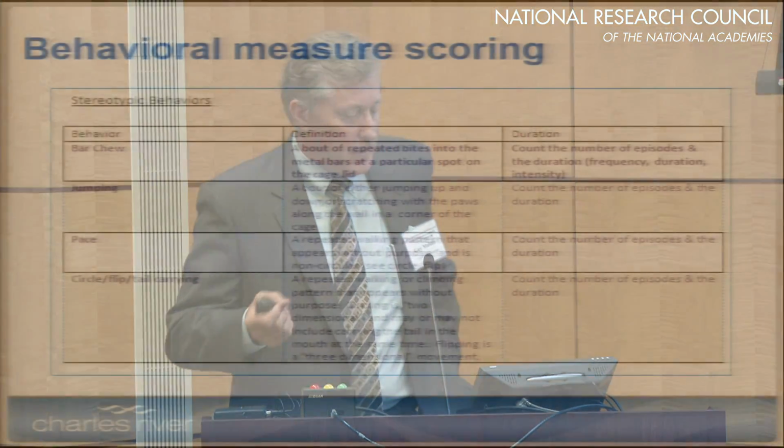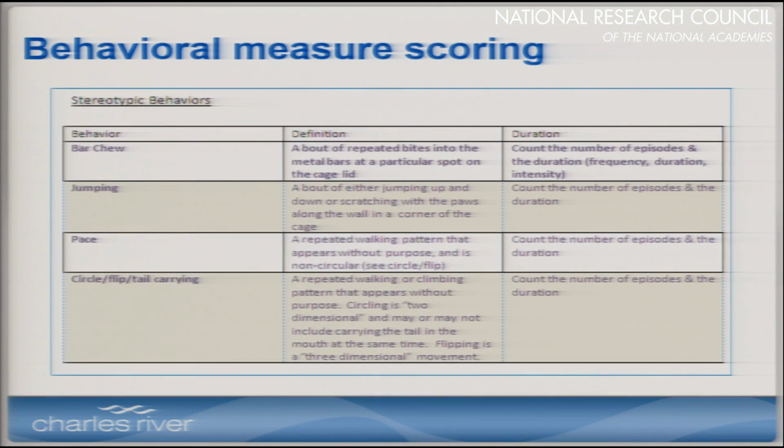Stereotypic behaviors at the time of cage change or throughout the week as they were working with the animals, working with the cages, they were trained to evaluate these four parameters: bar chewing, jumping, pacing or the circling, that sort of thing in the cage, and then circle or flip. You've seen the mice that will kind of do continual somersaults in the cage. So very classic stereotypic behaviors, and that we think, in theory, could be affected by density of the animals.